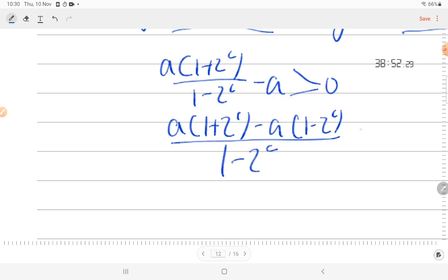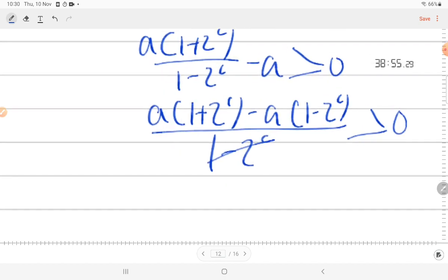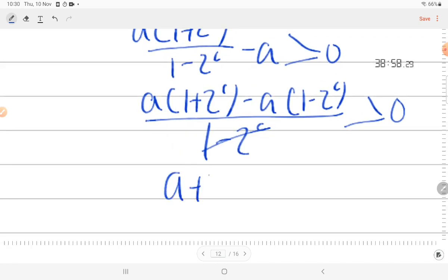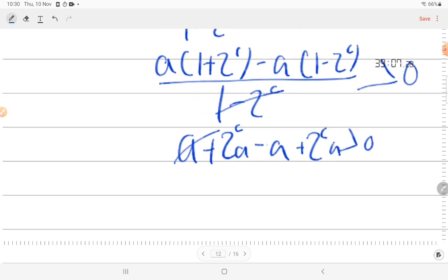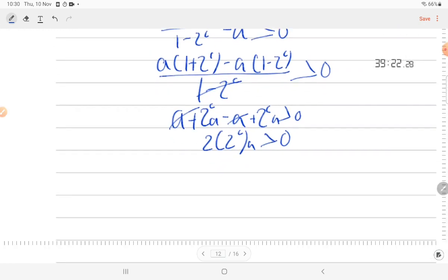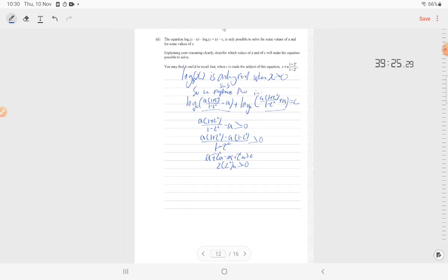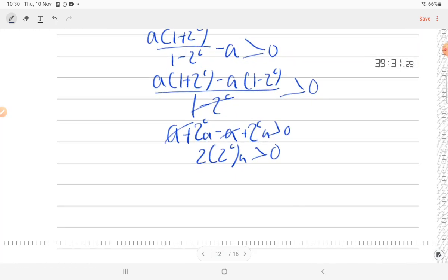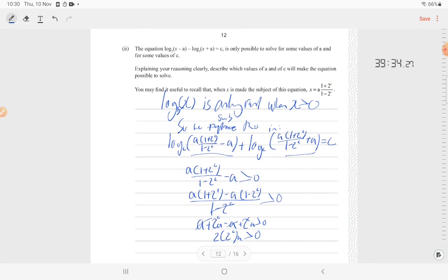Oops. It's greater than 0, and now we can just ignore this part. So a plus 2 to the power c a minus a plus 2 to the power c a is 2 brackets 2 to the power c a is greater than 0. Right, so c can be any value. Actually, no. Will there actually be any solutions to this?